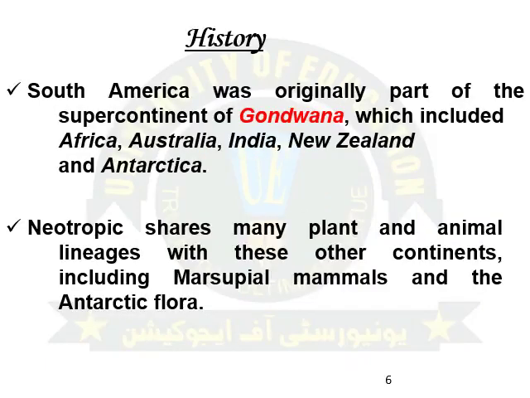Looking into the history of Neotropical area, South America was originally part of the supercontinent of Gondwana, which included Africa, Australia, India, New Zealand and Antarctica. Neotropic shares many plant and animal lineages with these other continents, including marsupial mammals and the Antarctic flora.